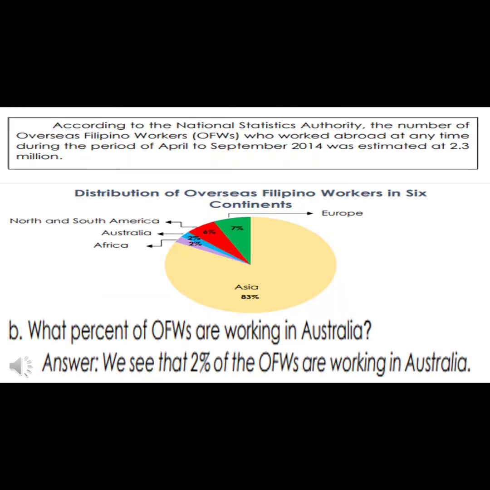Okay, for question letter B. What percent of OFWs are working in Australia? We will try to look at the sector wherein Australia is being shown. As you can see, we have 2% of the OFWs working in Australia.